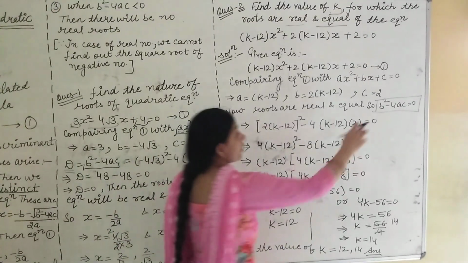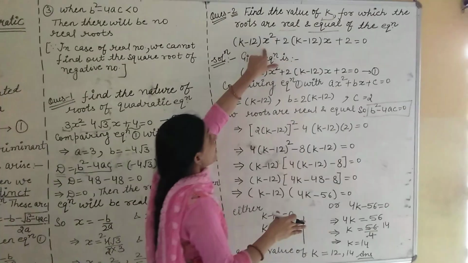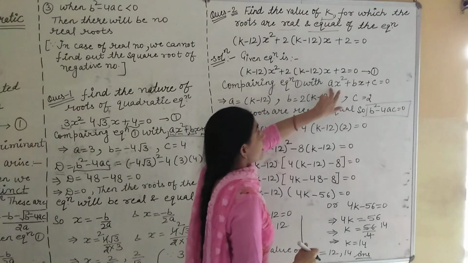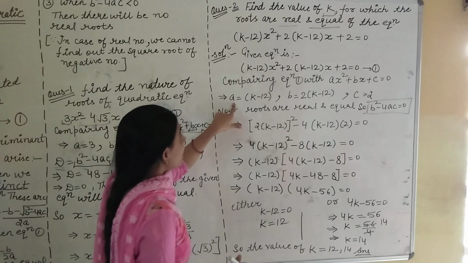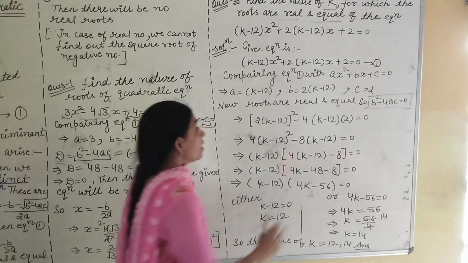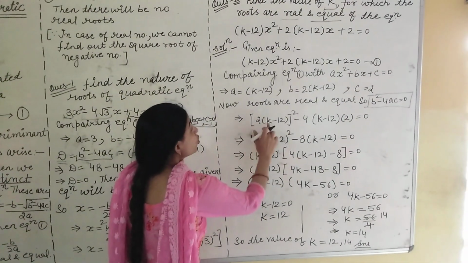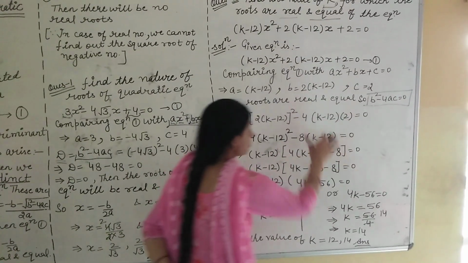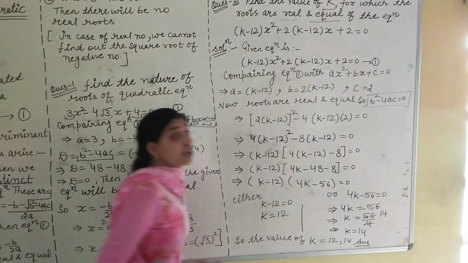Now what are the values of a, b and c? To calculate them, compare the given equation, say equation 1, with the general equation ax square plus bx plus c is equal to 0. Now calculate a, b and c. Put all the values in the formula b square minus 4ac, which becomes 2 times k minus 12, whole square, minus 4 into k minus 12 into 2, is equal to 0. Solve this and we get this. Now this into this factor is equal to 0.